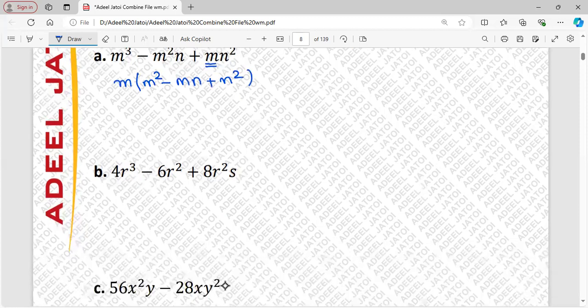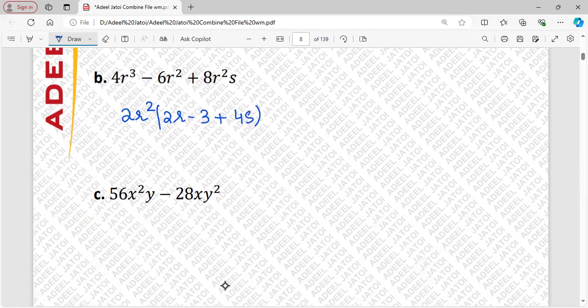4r cube minus 6r square plus 8r square s. So what will be the value? If you just see that 2 is common, number 1, and r square is common, because r square is the lowest power. We always take the lowest power from the variable. So what are we left with? 2r minus 3 plus 4s, because r square is already taken as common.